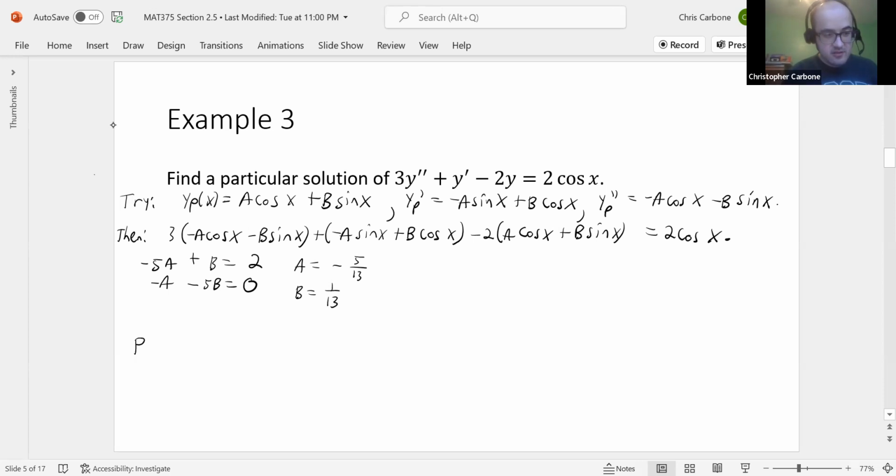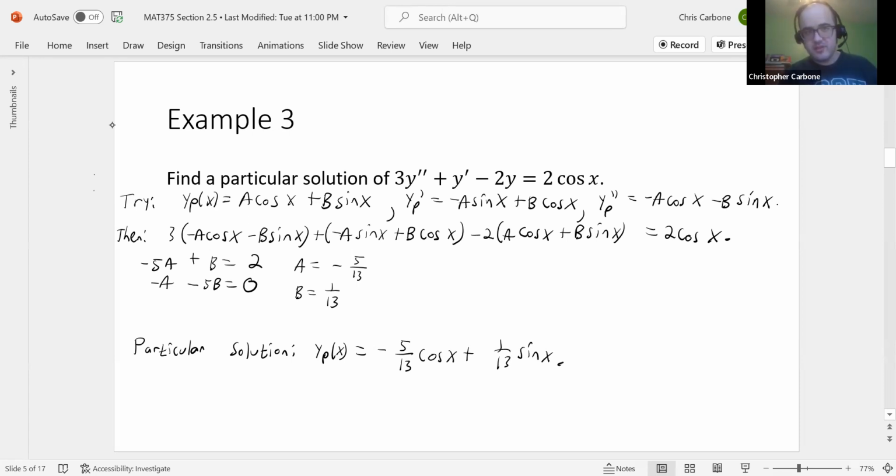So our particular solution is going to be y sub p of x. And that's presuming my handwriting is legible for that. Y sub p of x is equal to -5/13 times the cosine of x plus 1/13 times the sine of x for this particular differential equation.